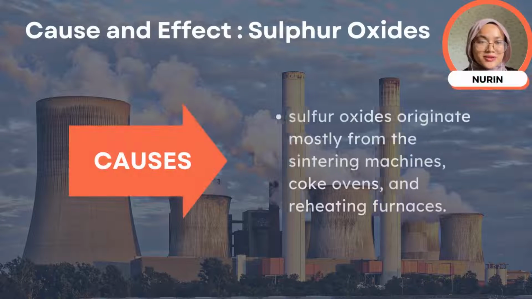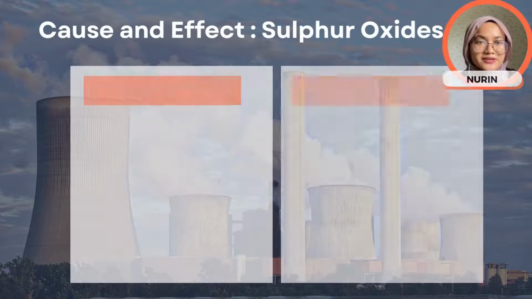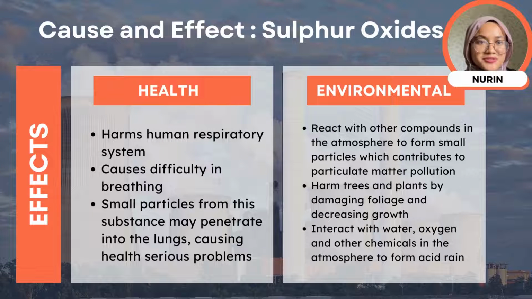Next is the cause and effect of sulfur oxide. Sulfur oxides originate mostly from sintering machines, coke ovens, and reheating furnace. The effects of sulfur oxide on human health are that it can harm the human respiratory system, cause difficulty in breathing, and small particles from this substance may penetrate into the lungs, causing serious health problems.